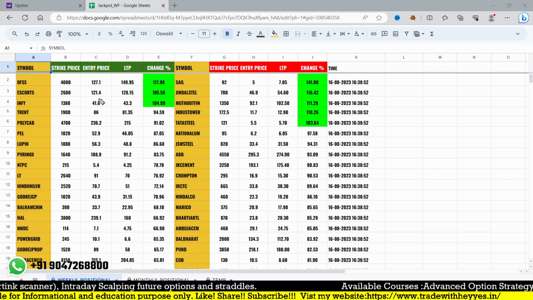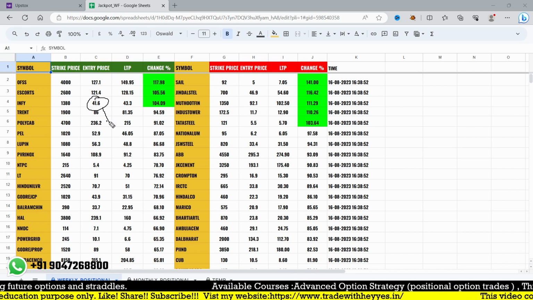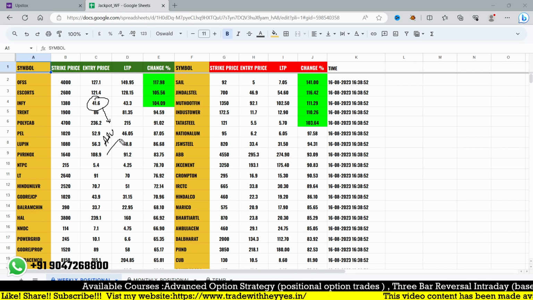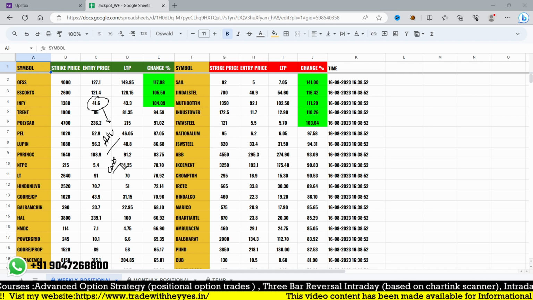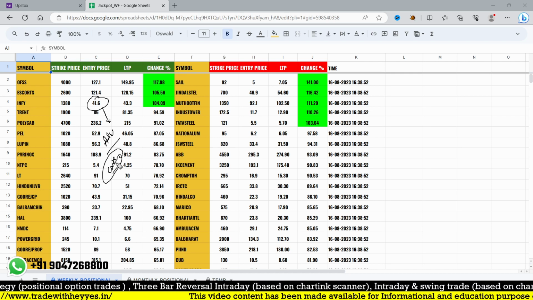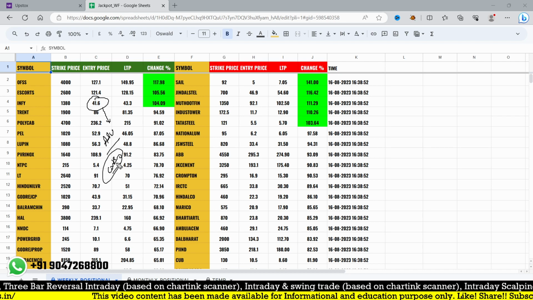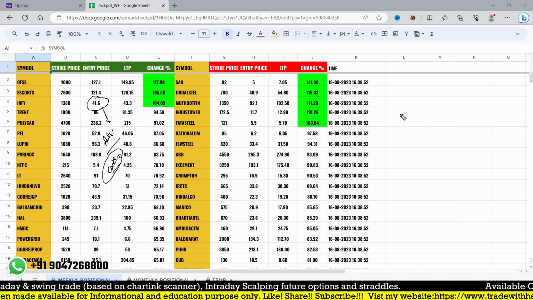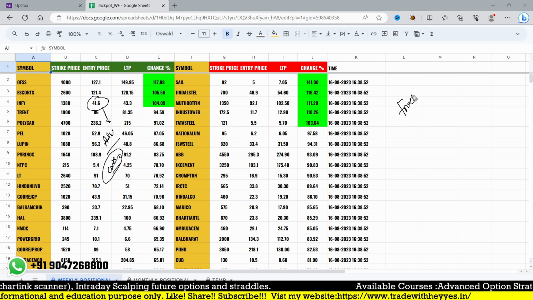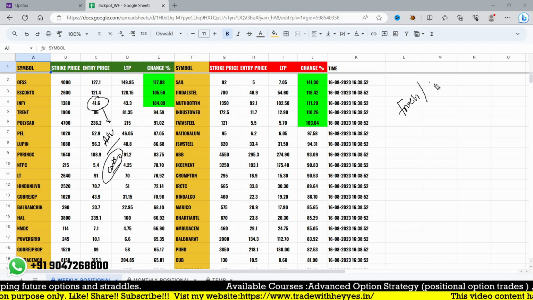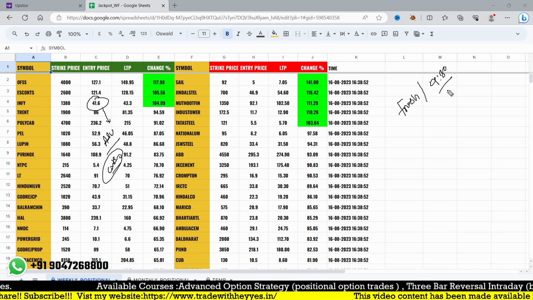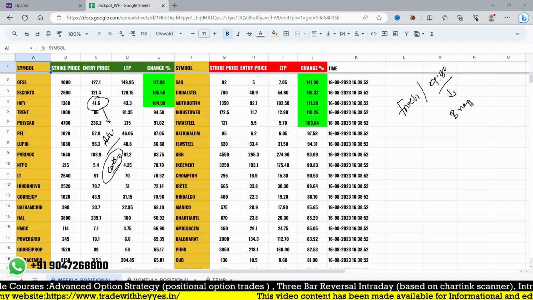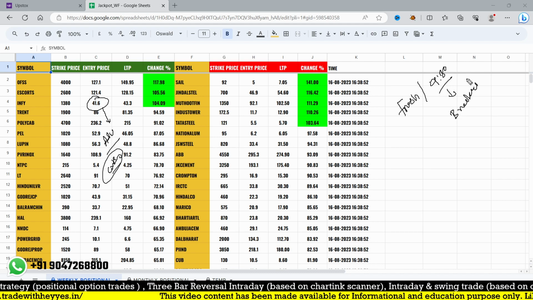This entry point is based on our advanced option strategy concept. Only the advanced option strategy concept we are deriving these entry points from. It's not about any charts and indicators. After finding that entry point, when the stock is nearing that entry point, we call it the fresh breakout, the breakout after 9:30. That is called the fresh breakout, so we are looking for this fresh breakout.